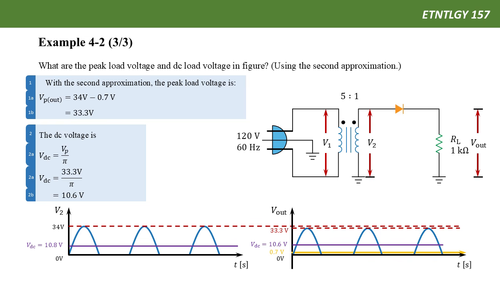On the right-hand side, this is for using the second approximation. V2 needs to reach 0.7 volt, and then the diode starts to conduct. As soon as the diode starts to conduct, current shows in the wire. And as soon as the current starts to flow through the wire, there's a voltage drop on RL. That's Vout.